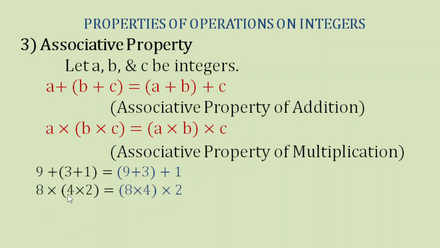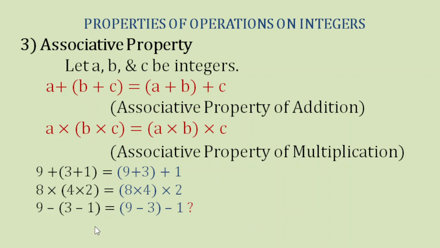And 8 times the quantity 4 times 2 equals the quantity 8 times 4 times 2. So simplifying first what we have inside the parentheses on the left side, we have 4 times 2 is 8, and then times 2 is 64. And on the other side, simplifying first what we have inside the parentheses, 8 times 4 is 32, then times 2 is also 64. Now, why don't we have associative property of subtraction? And we don't have associative property of division either.